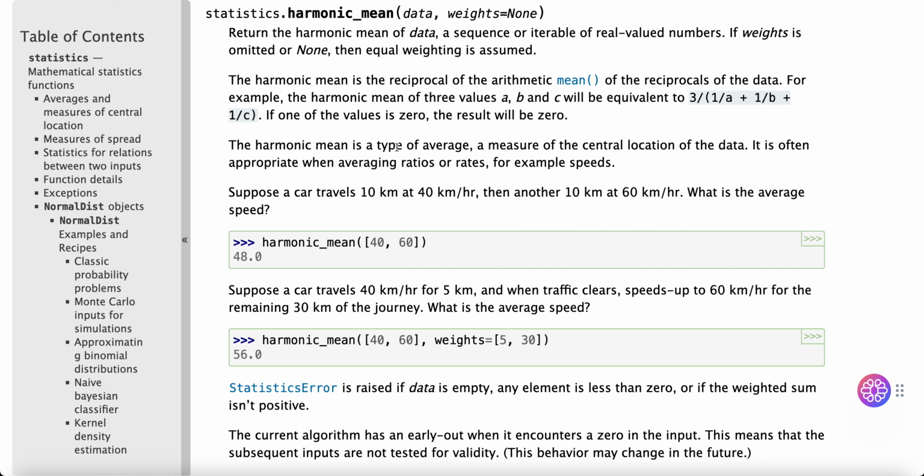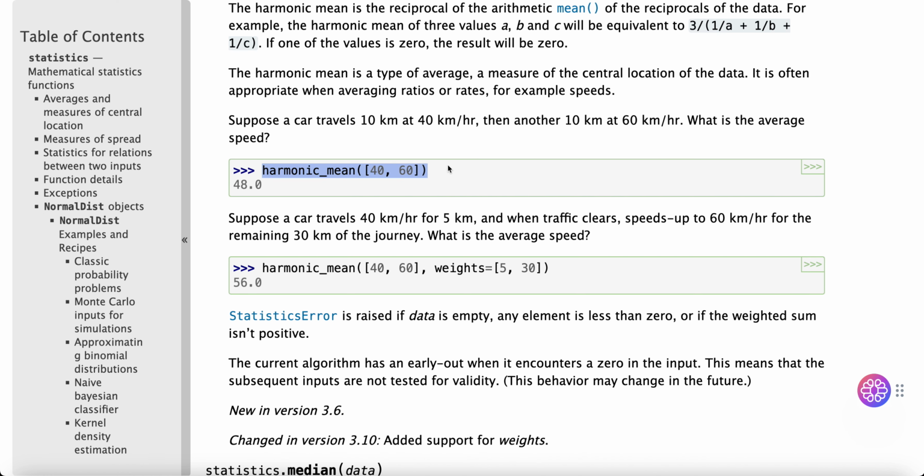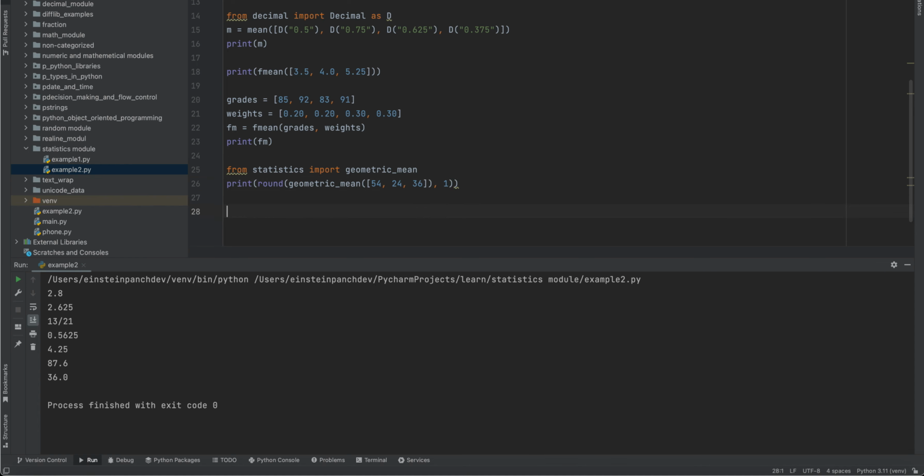The harmonic mean is a type of average, a measure of the central location of data. It is often appropriate when averaging ratios or rates, for example, speeds. Suppose a car travels 10 km at 40 km per hour, then another 10 km at 60 km per hour. What is the average speed? Harmonic mean 40, 60. From statistics, import harmonic mean. Print harmonic mean 40, 60. 48.0.